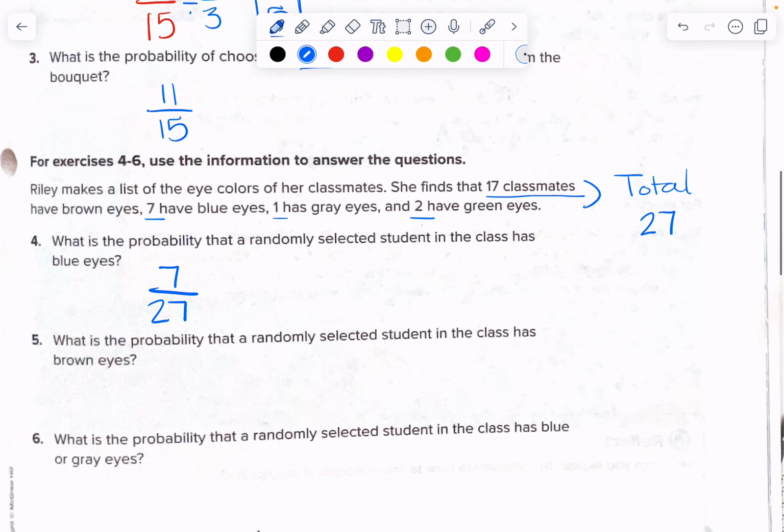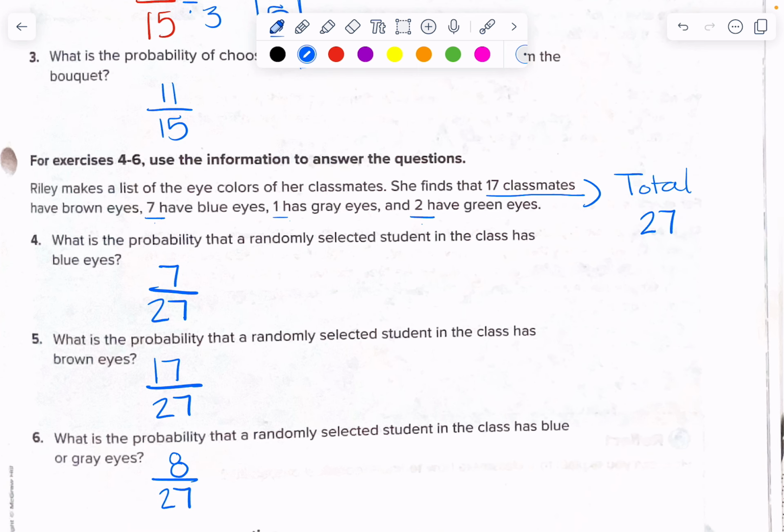For 5 and 6, again, we know that our total possible outcomes is going to be 27. So what's the probability that a randomly selected student in the class has brown eyes? So if I look at how many of my students have brown eyes, 17 of them have brown eyes, so I have a 17 out of 27 chance. And then blue or gray, so again, I'm going to be combining those two, so 7 have blue, 1 has gray, so that's 8 out of 27 to select a student that would have blue or gray eyes.